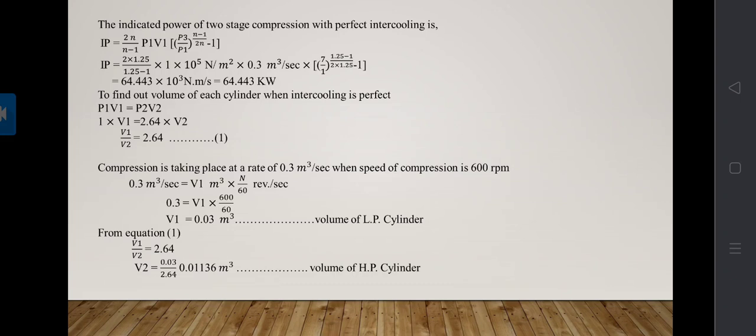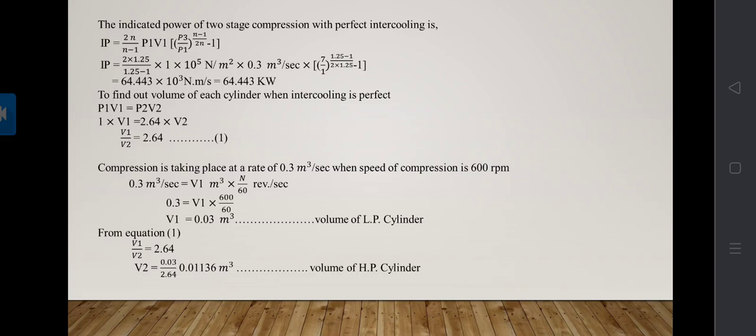Then next, the compression is taking place at a rate of 0.3 meter cube per second when the speed of compression is 600 rpm. Okay, so we use again the compression 0.3 meter cube per second is equal to V1 into n divided by 60, that is 0.3 is equal to V1 into 600 divided by 60. So we calculate V1 as 0.03 meter cube. Okay, that is the volume for the low pressure cylinder.